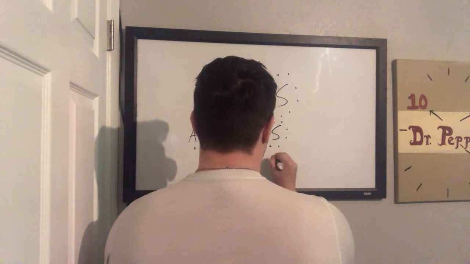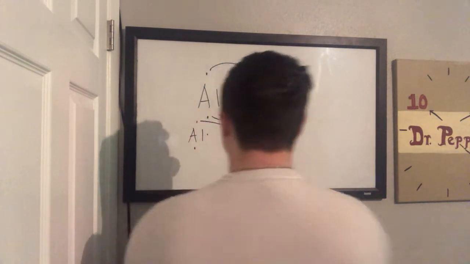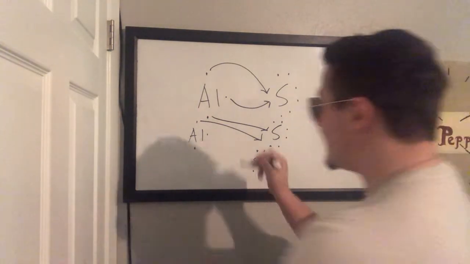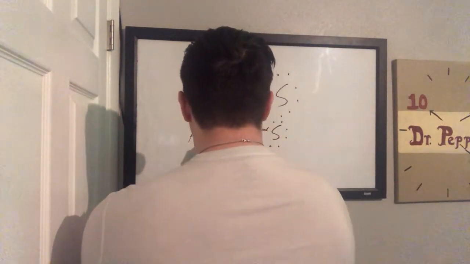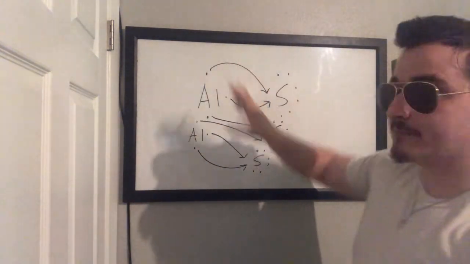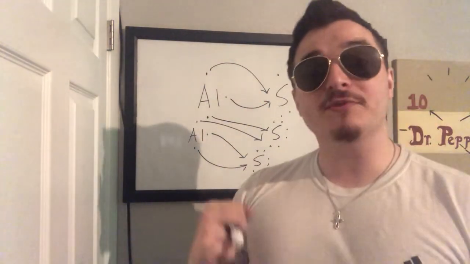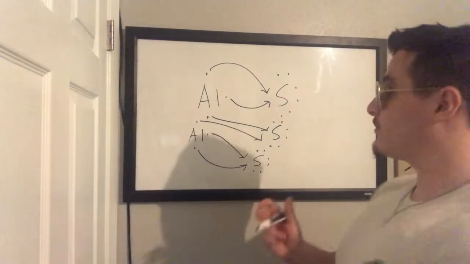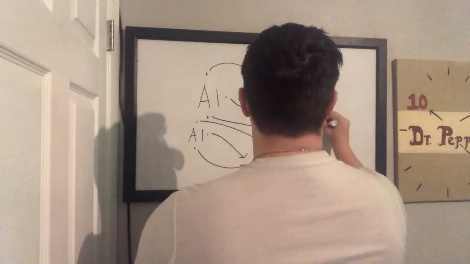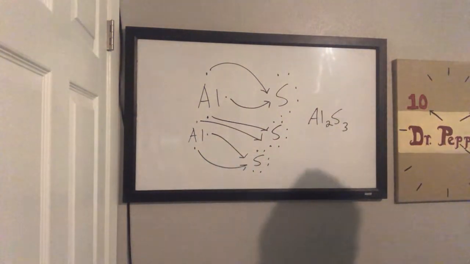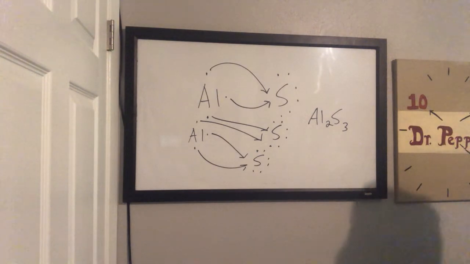This story just gets crazier and crazier and crazier. But look, now it's a perfect setup. The sulfurs have all gained 2 electrons, and both of my aluminums have given up 3 electrons. A match made in heaven. What would this chemical formula be? Well, I've got 2 aluminums and 3 sulfurs, so it'd be written as such.